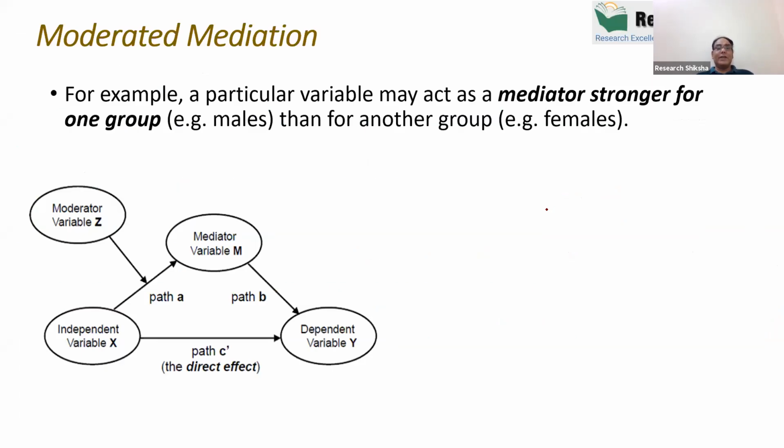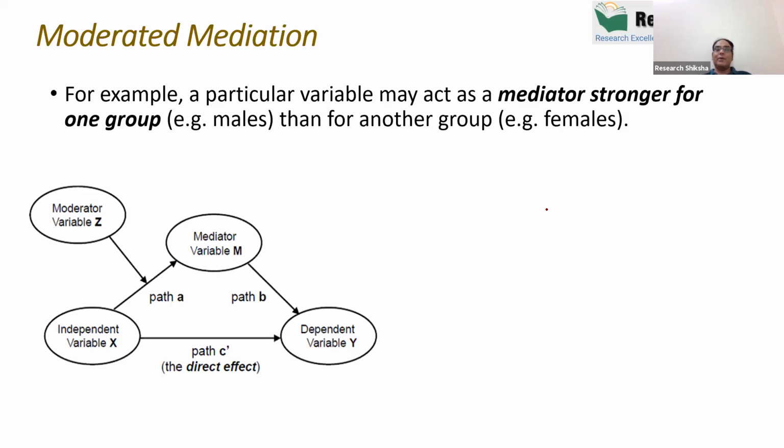In this diagram, you can see that X has an effect on M, the mediating variable. The mediating variable has an effect on Y, and X has an effect on Y. So the moderator variable Z, we are testing only for the path A. If this beta of the moderating variable is significant, it means path A is different for different kinds of people. The effect of X on M is different for different kinds of people. So this is called moderated mediation.